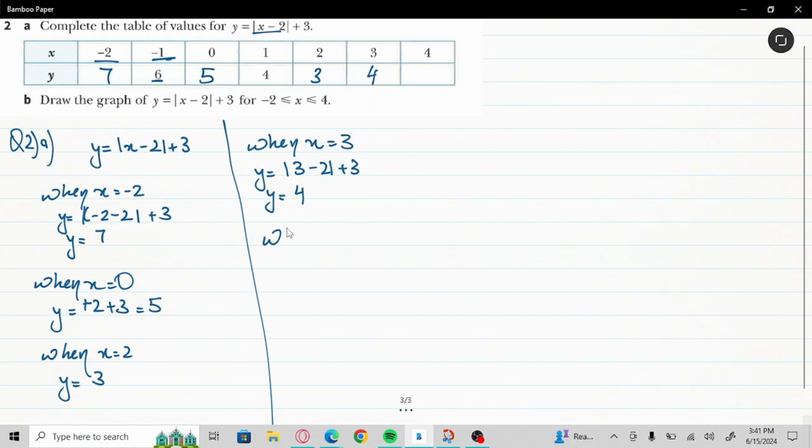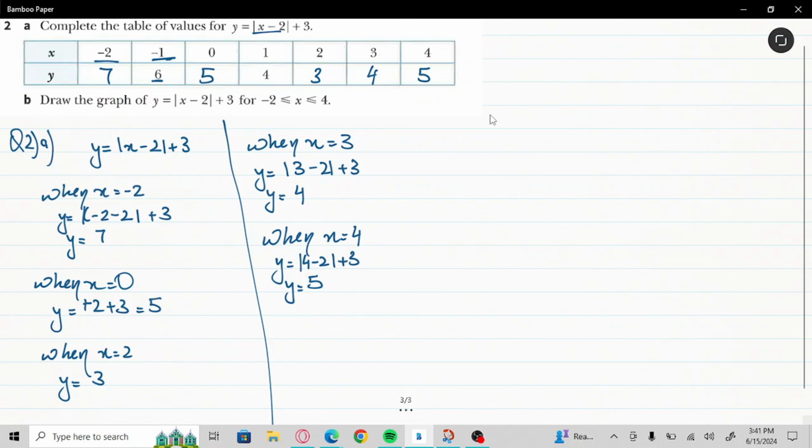And the last value, when x is equal to 4, y is equal to modulus of 4 minus 2, plus 3. 4 minus 2 is 2, so y is equal to 5 again. So again, it's going to be 5 here. And that's for part A. It's just that simple. Just fill in the values for the x values we have been given.